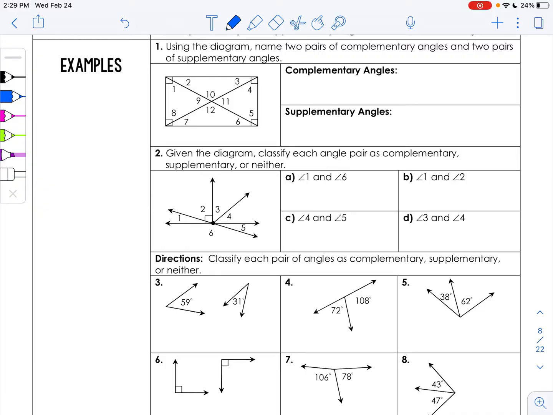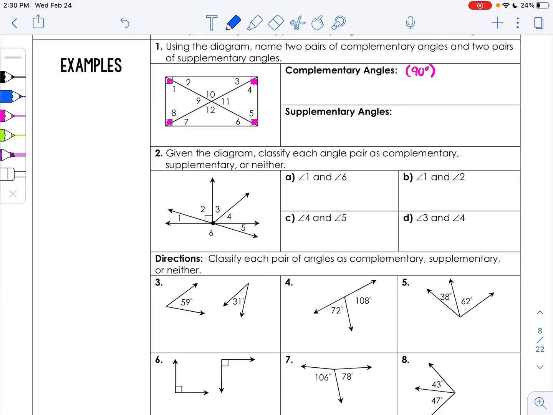Using the diagram, name two pairs of complementary angles and two pairs of supplementary angles. So let's focus on the complementary angles first. Remember, as soon as you see the word complementary, we know that this means two angles that equal 90 degrees. So we're looking for 90-degree angles. Looking at your diagram, you can see the rectangle has 4 90-degree angles. So we can pick any pair to help model this.